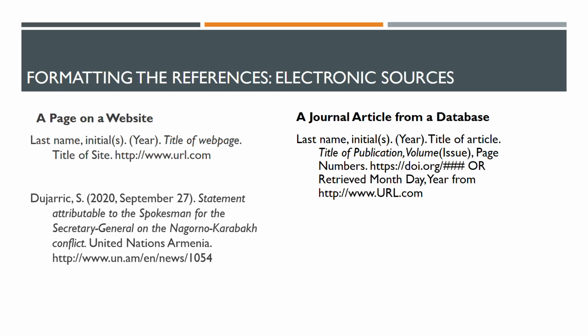We have Dujarric, comma, S period, then parentheses 2020, comma, September 27th, close parentheses, period. The title is in italics: Statement attributable to the spokesman for the Secretary General on the Nagorno-Karabakh conflict, period. And then the site name, which is United Nations Armenia, period. Lastly, we have the full URL.